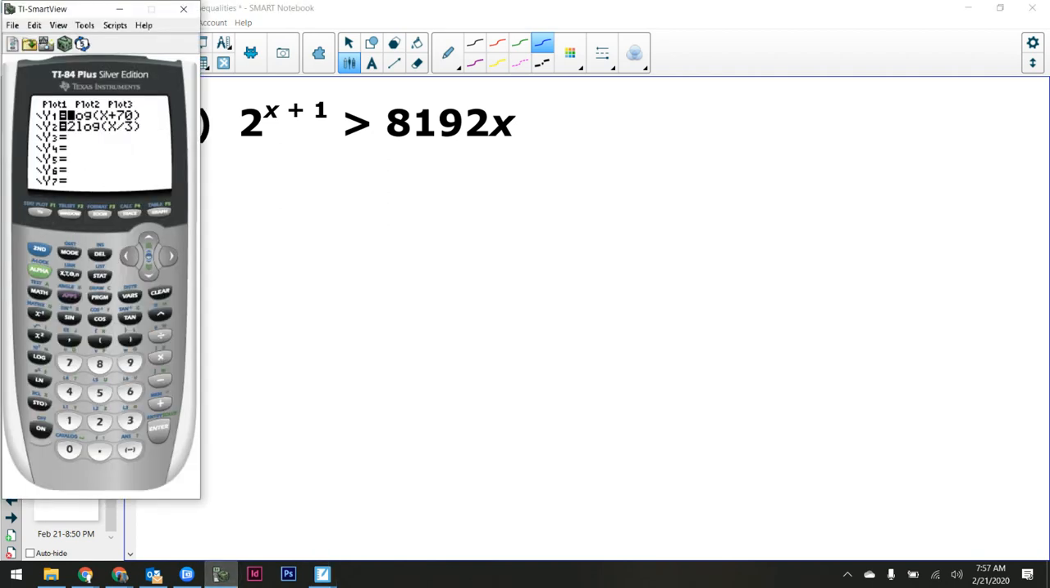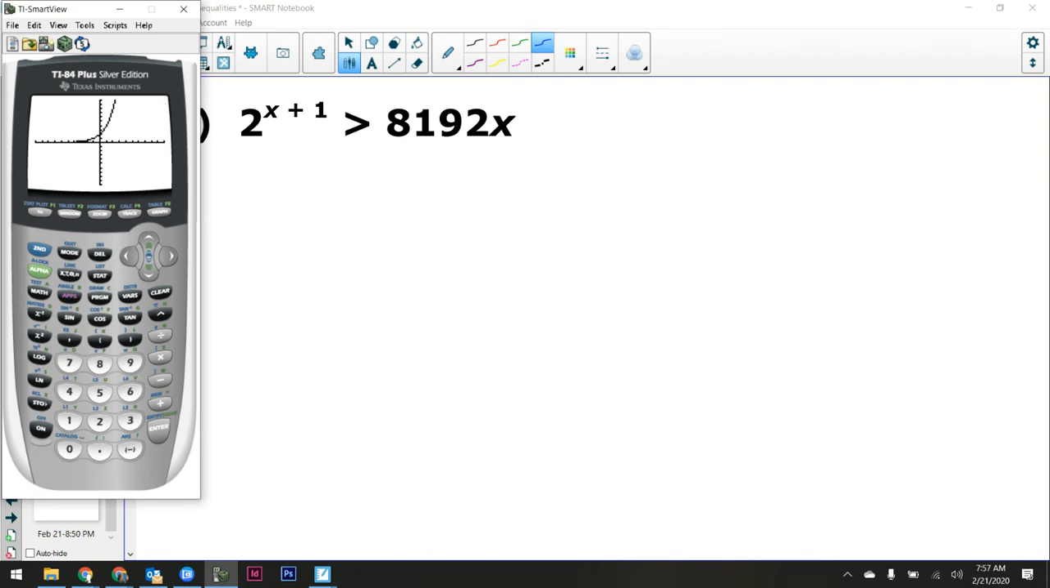Y equals 2 to the x plus 1. Make sure you put the x plus 1 in parentheses. I know some of your calculators just put it up there and you have to arrow down. Then 8,192x. Holy chicken nuggets. I'm going to zoom 6. Okay, there's my 2 to the x plus 1.